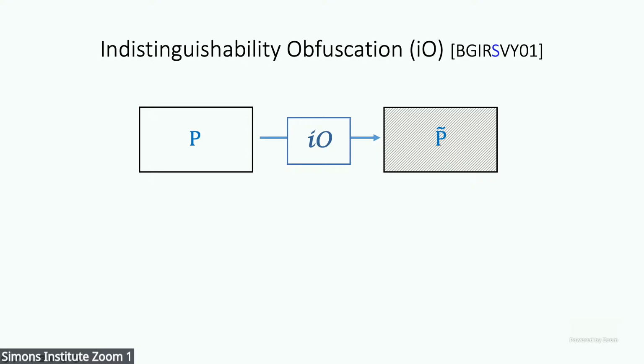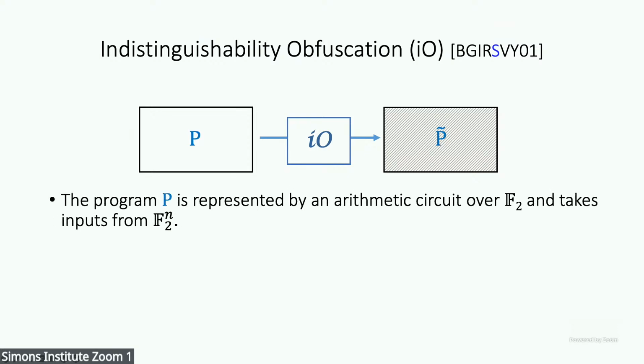I/O is a much, much weaker looking definition. Okay, so what does it say? As usual, it is a compiler. So you start with some program, you pass it through I/O, you get some program P tilde, and just for concreteness, let's think of the program as just being an arithmetic circuit over the field of 2 elements with n inputs. So it takes an n-bit input and outputs some output, let's say a single bit.